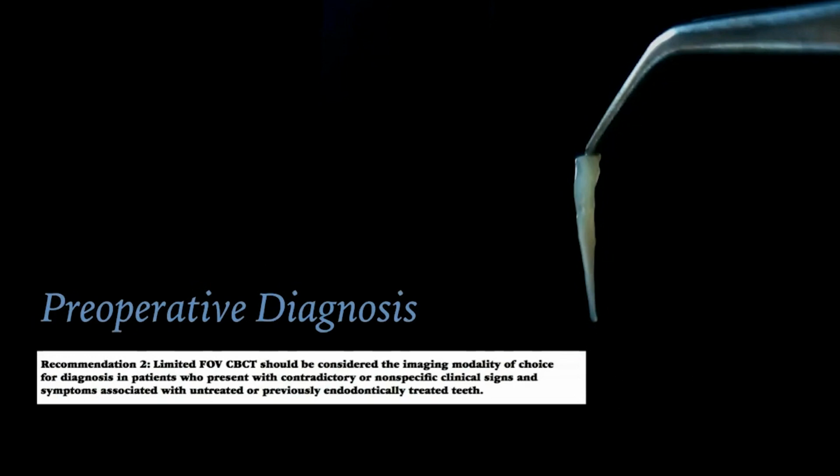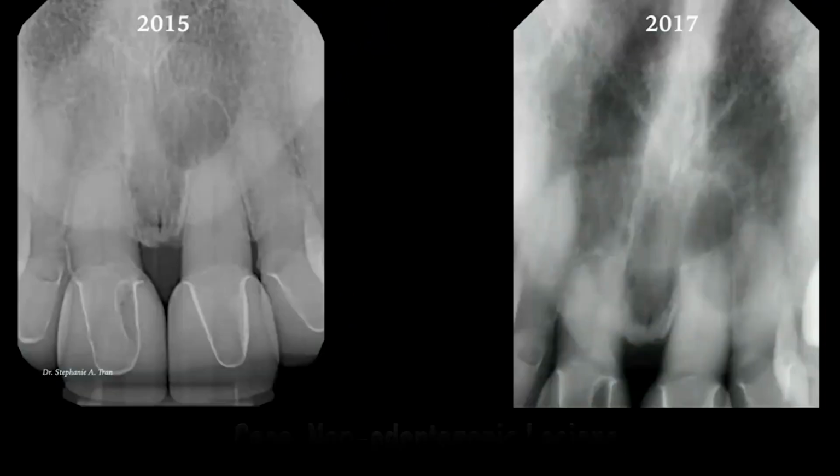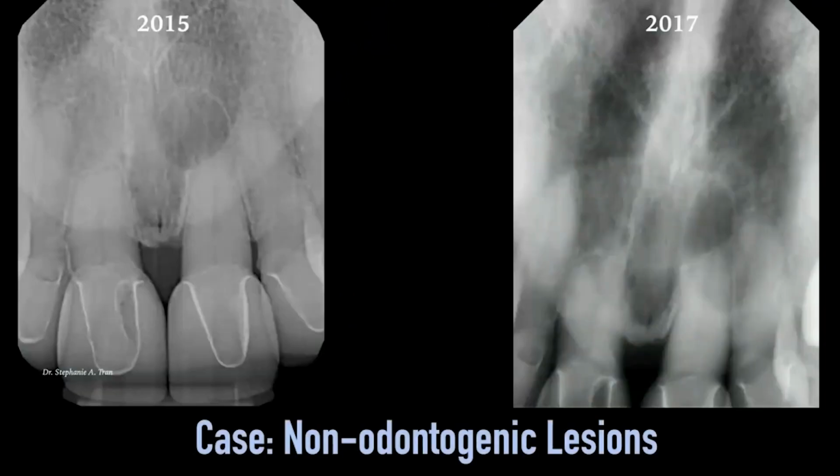So making that clinical diagnosis is going to help us know when to take a CBCT. One of the times we always want to take a CBCT is when those symptoms don't match. So we can see in this 2D radiograph that there seems to be a periapical radiolucency, and in many ways it seems to be associated with the apex of the upper left central, so tooth number 9.